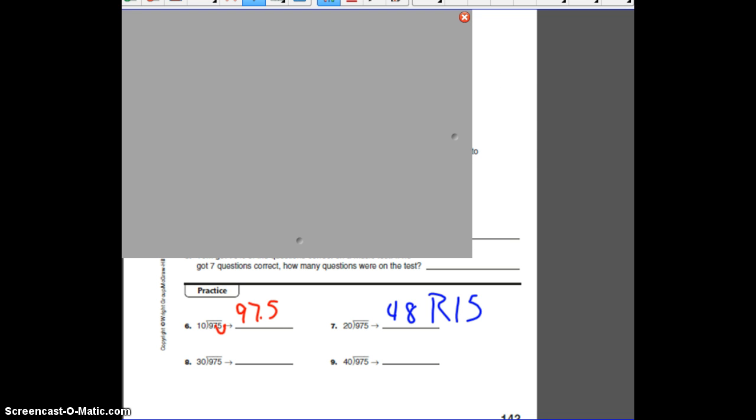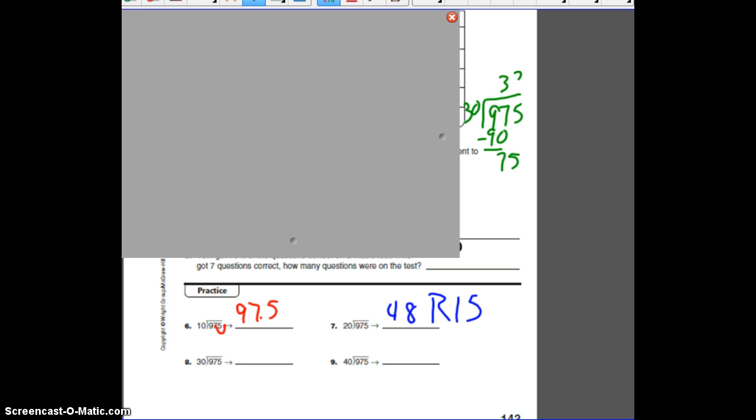This one, we've got 975 divided by 30 this time. Are you noticing any patterns? Remember, if you know a way to do this a little quicker, go with it. 3 times 3 is 9, so 30 times 3 must be 90. Subtract, you get 7, bring down the 5. 30 times 2 will be 60. And I get a remainder of 15 again. 32 and 15/30ths, if you're writing it as a fraction, or remainder 15.